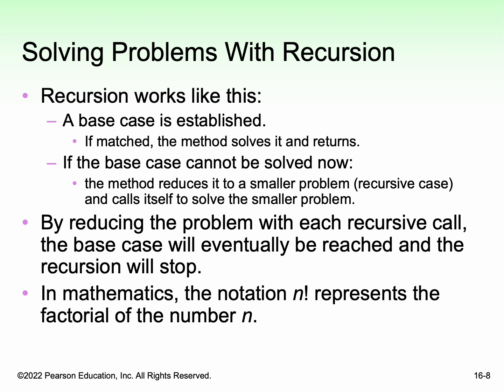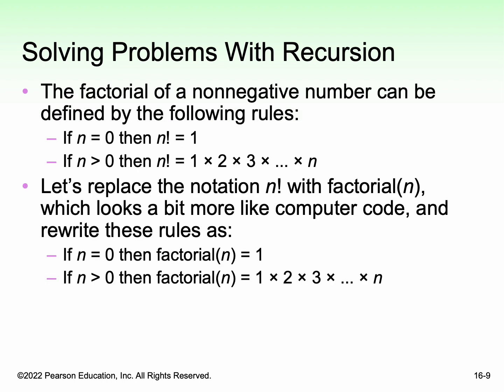For example, when we're calculating factorials, that's a perfect representation of how recursion works. Here you can see the definition of a factorial. The factorial is of a non-negative number, n. If n equals 0, then n factorial is going to equal 1.